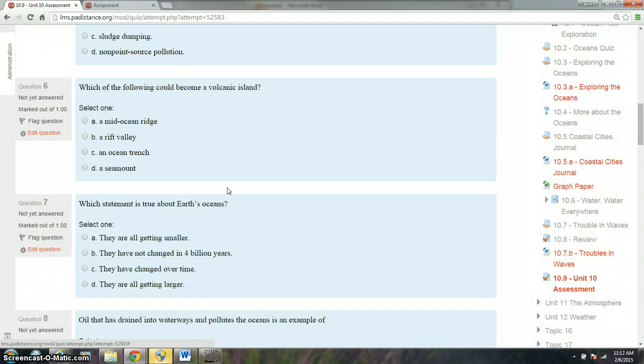Question 6. Which of the following could become a volcanic island? A, a mid-ocean ridge, B, a rift valley, C, an ocean trench, or D, a seamount?